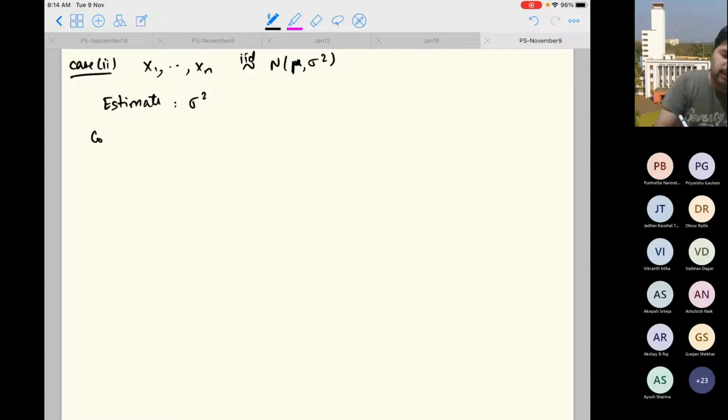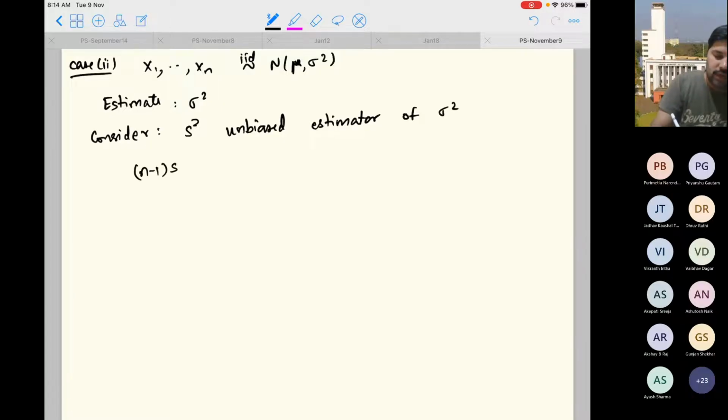And we consider S square, the unbiased estimator of sigma square. And what do we know? We know that (n minus 1) S square by sigma square follows chi square with n minus 1 degrees of freedom, right? This is what we know.